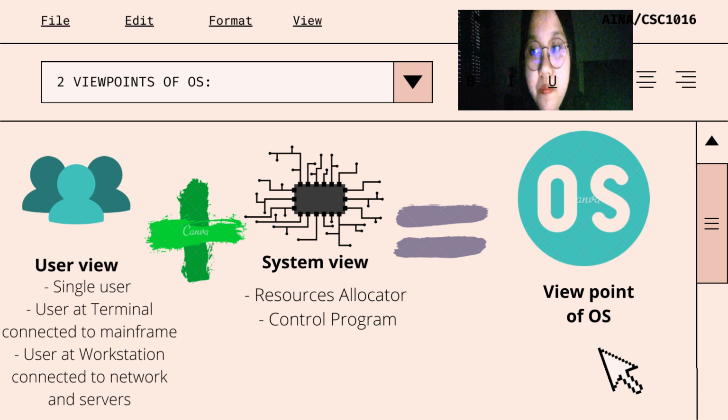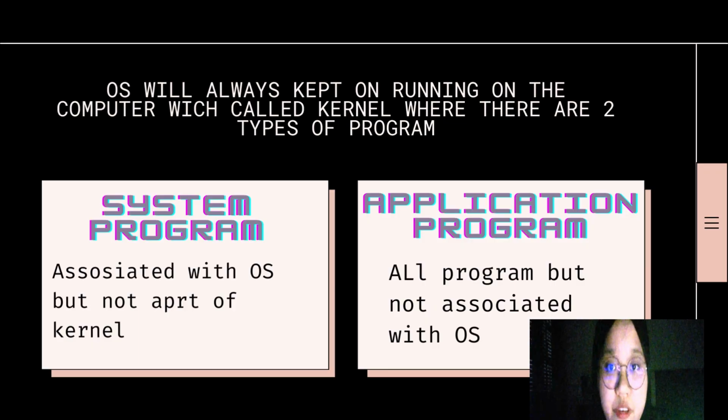For control program, it is to control I/O devices and user programs. It also manages execution of user programs to prevent errors and improper use of the computer. There is a more common definition of operating system: it is the one program running at all times on the computer, and usually it is called the kernel.